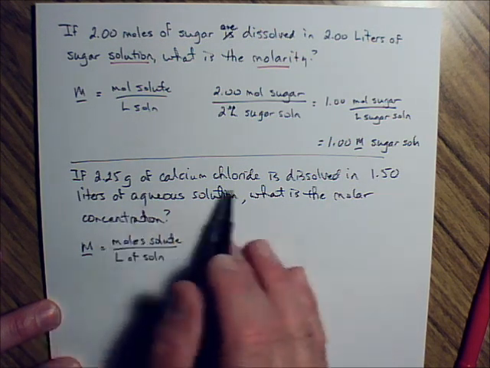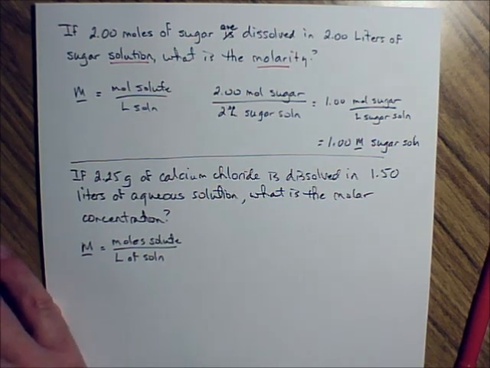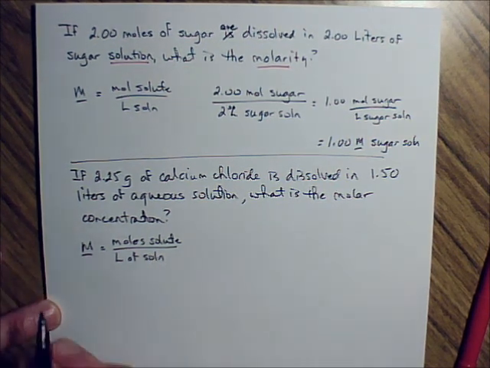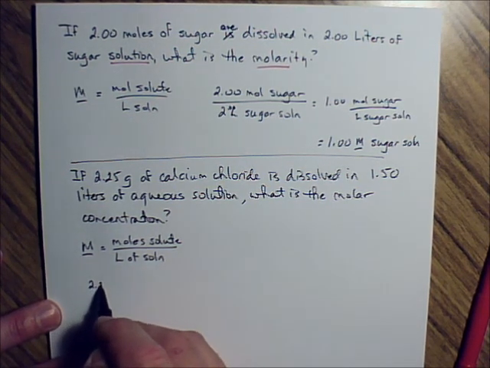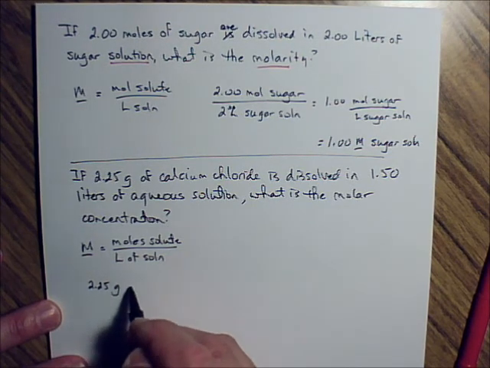Do I have moles of solute in this problem? What do I have my solute in? What units of measurement do I have it in? I have it in grams. How do I get from grams to moles? Okay, so we've got to do a molar mass calculation, don't we? 2.25 grams of calcium chloride.